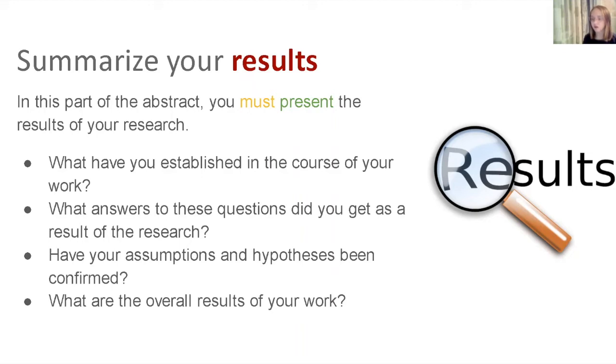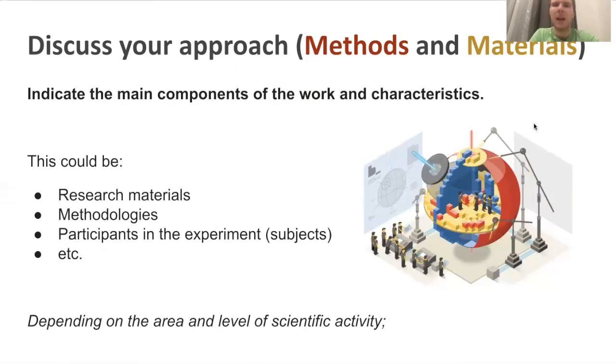The results of the work are described as clearly and informatively as possible. The author indicates the main theoretical information, experimental results, identified patterns, and relationships in solving problems. The main focus is on important discoveries and new solutions. A good abstract also includes the methods and materials used in the work. It should indicate the main components of the work and its characteristics. This can be research materials, methodologies, participants in the experiment, and so on. This set depends on the area and level of scientific activity.